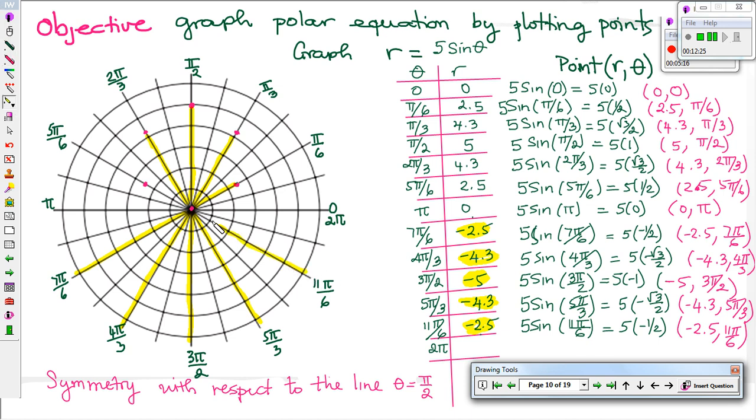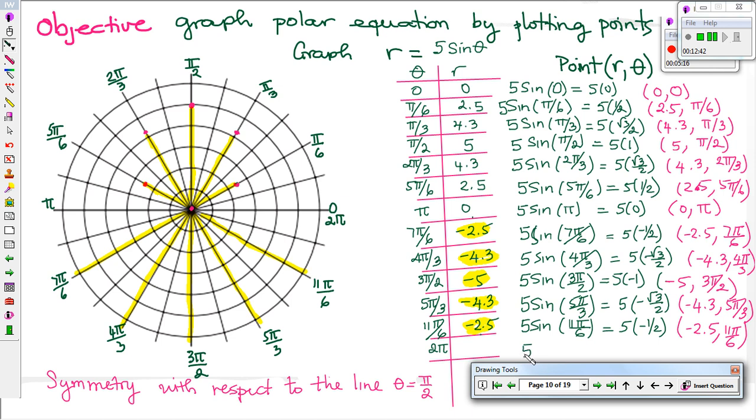We're going to look for 11 pi over 6. So this is the terminal side of 11 pi over 6. But since r is negative, we cannot put the point on the terminal side of 11 pi over 6. We have to look in the opposite direction. So this will be the point.